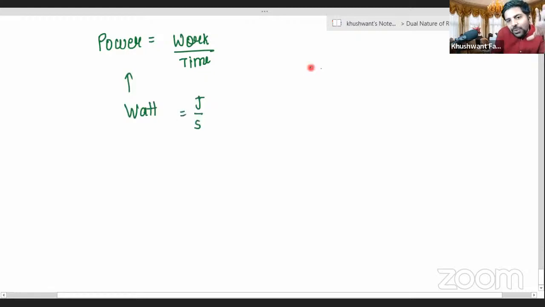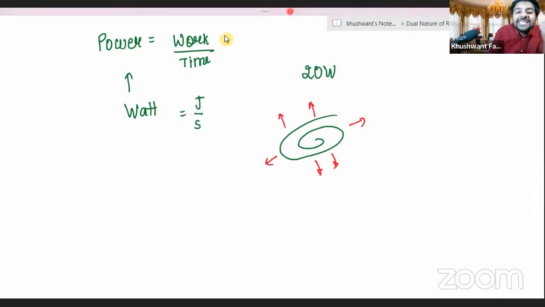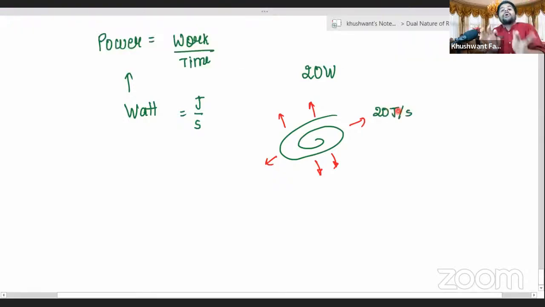So when I say 20 watt, what is the meaning? The meaning is the amount of heat exchange that is taking place between that coil and its surrounding is 20 joules per second. Meaning, per second this coil is emitting 20 joules of heat. This is the meaning of power.